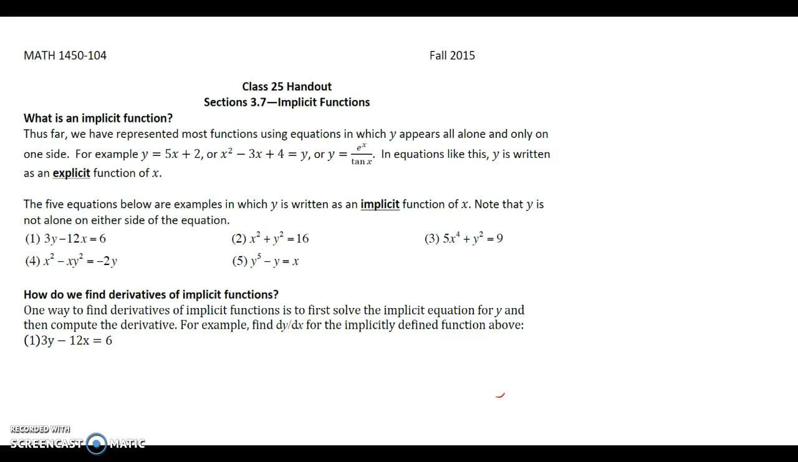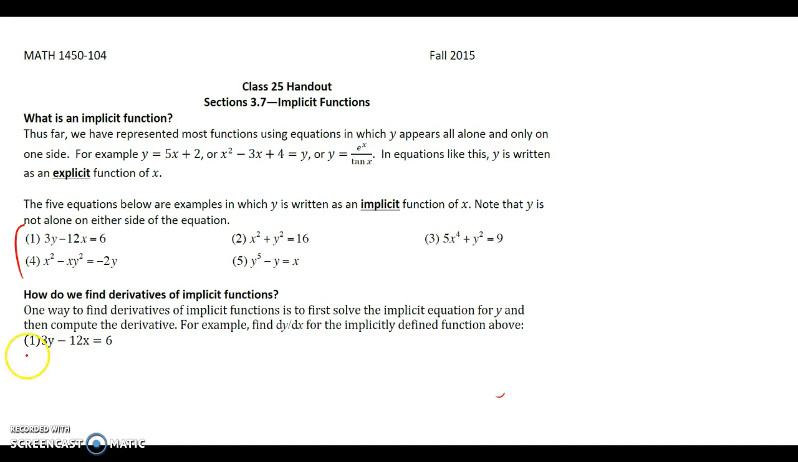Okay, let's talk about section 3.7, implicit functions. We said we have to solve something as an implicit function if we can't get y alone on either side of the equation. There are several examples here. One way to find derivatives of implicit functions is to try to solve for y and then compute the derivative. But that's not always easy.